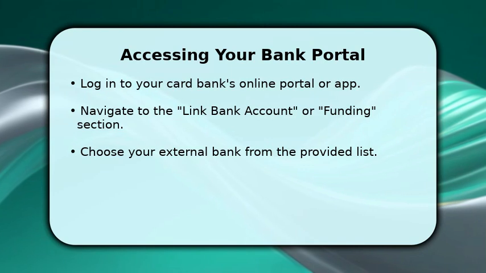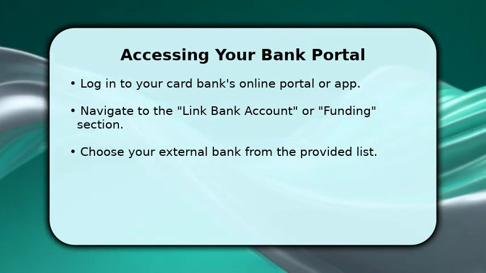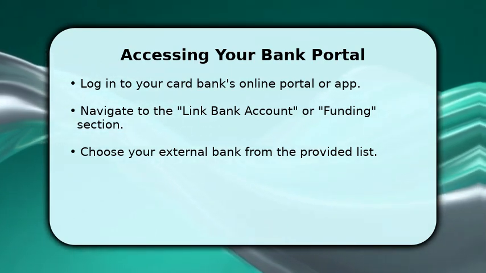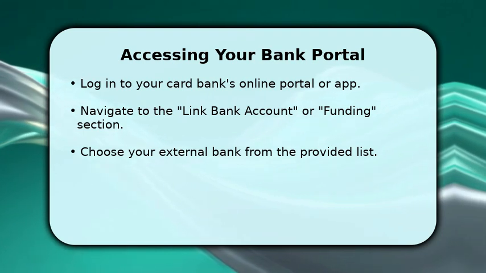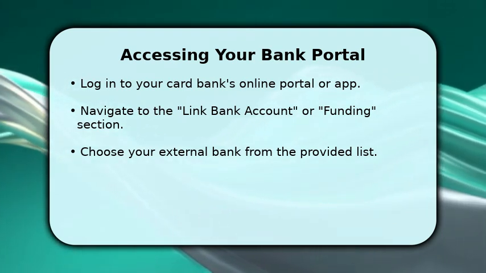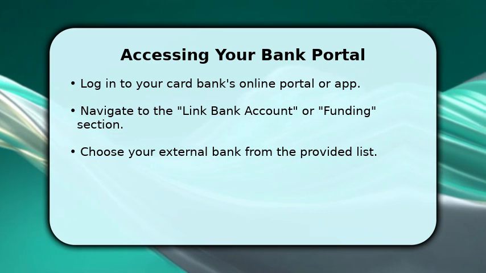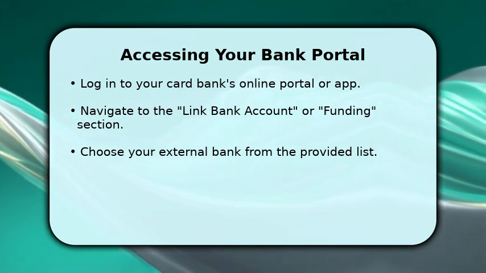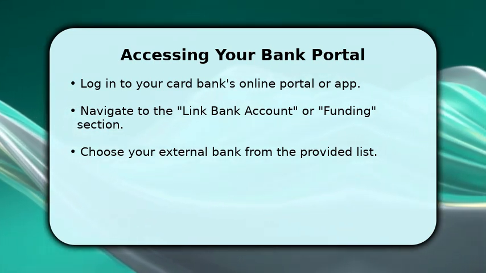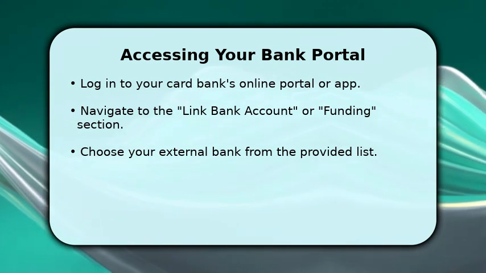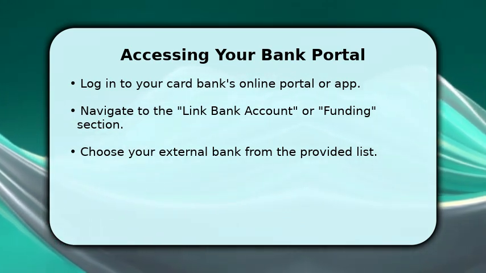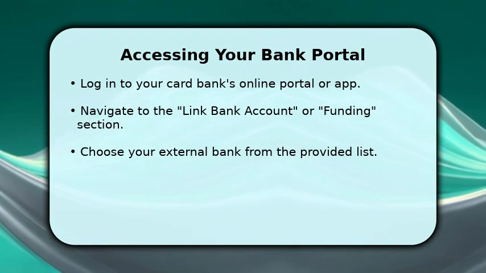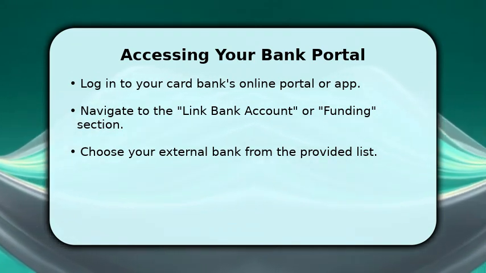Once you're ready, log into your card bank's online portal or mobile app using your credentials. Look for a section often labeled Link Bank Account, Funding, or Transfers. This is where you'll initiate the connection. From the options provided, select your external bank. If your bank isn't listed, you might need to manually enter the details, which we'll cover next.